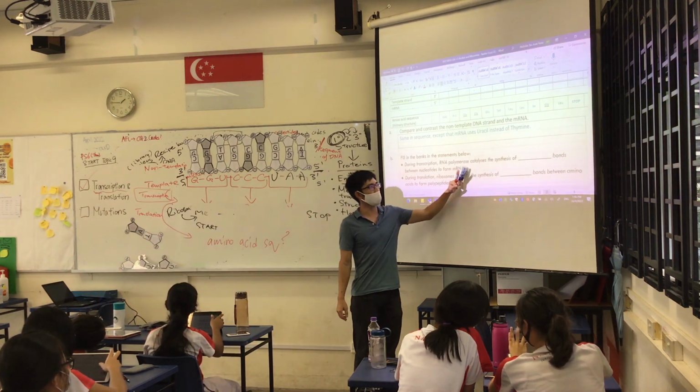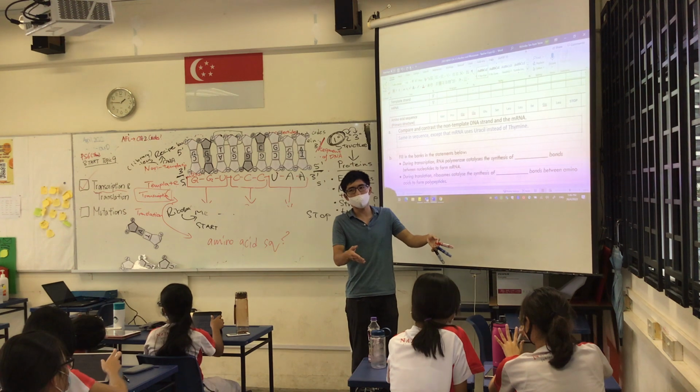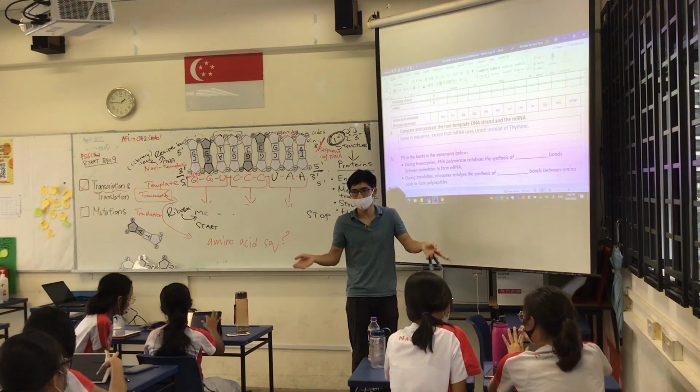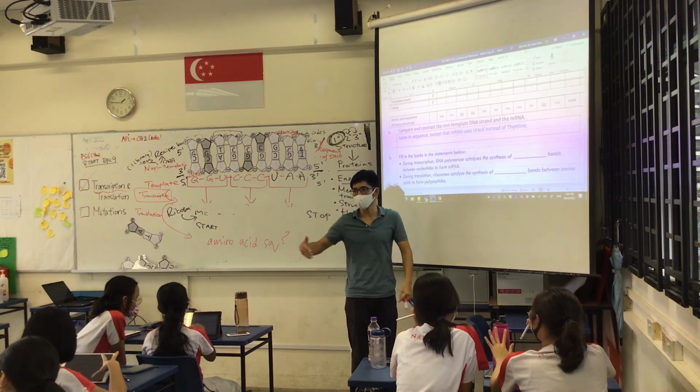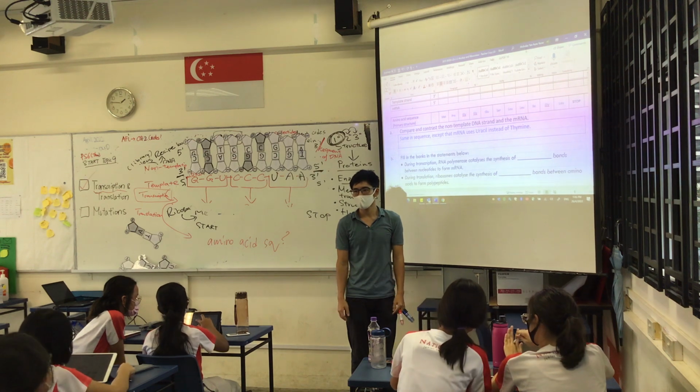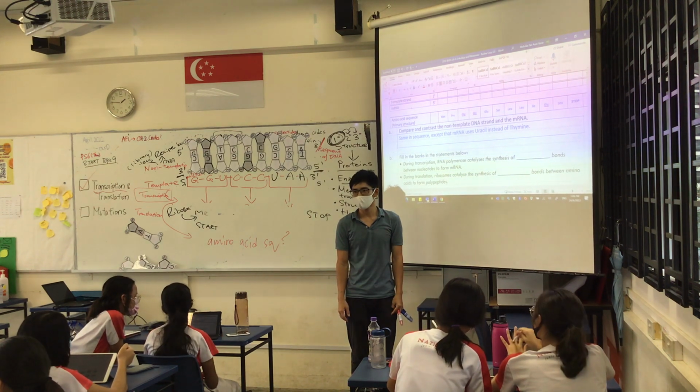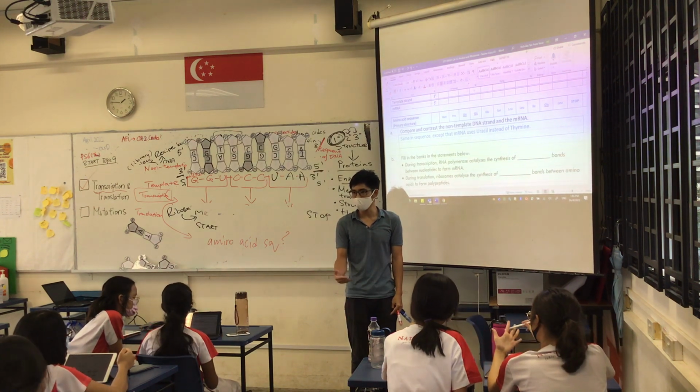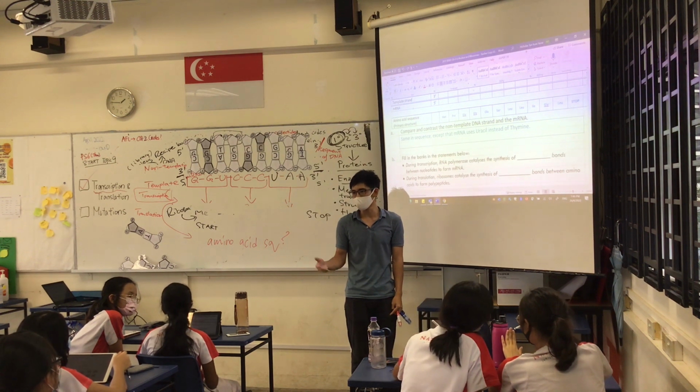Polymerase is an enzyme that creates a polymer of RNA nucleotides. Okay, so polymerase. Or I'll simplify it. You know what a polymer is? Yeah, polymerase just creates a polymer.